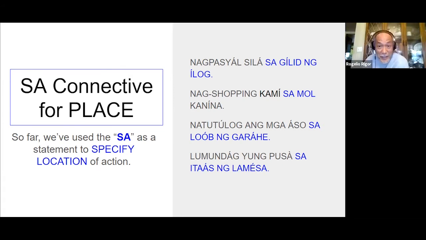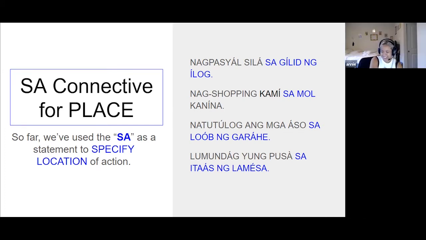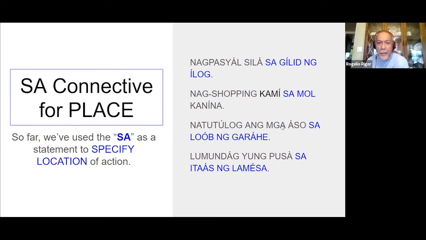Are you familiar with the word aso, Ani? Does it mean dog? Yes. Okay. So, ang mga aso. You will learn that if it's an object or a person. If it's an object, aso, of course, a dog is an article, a thing, so it's preceded by ang. And the mga is for plural. So, ang mga aso, right?